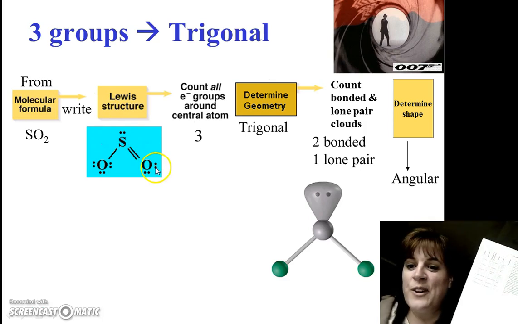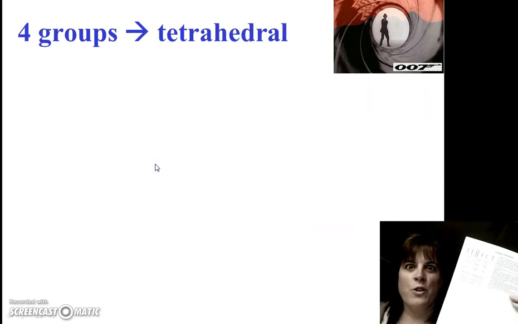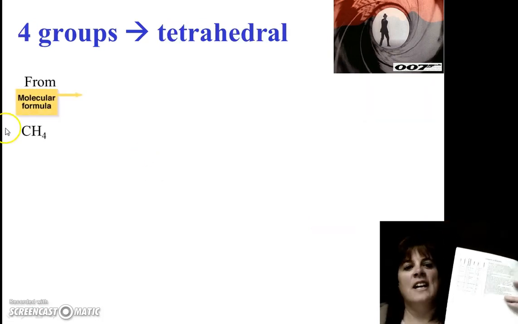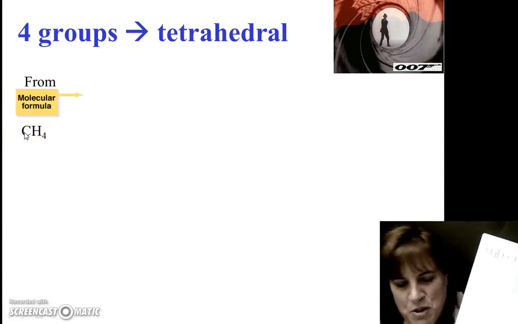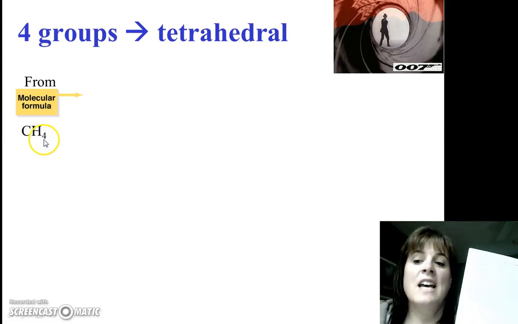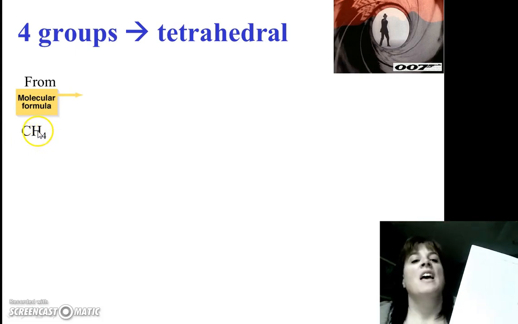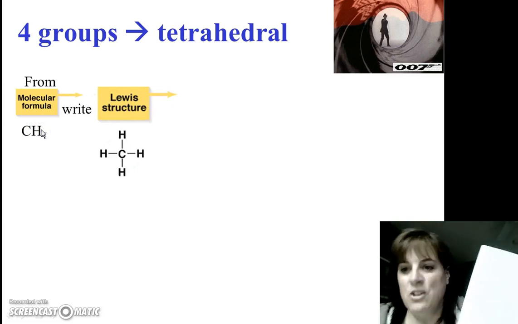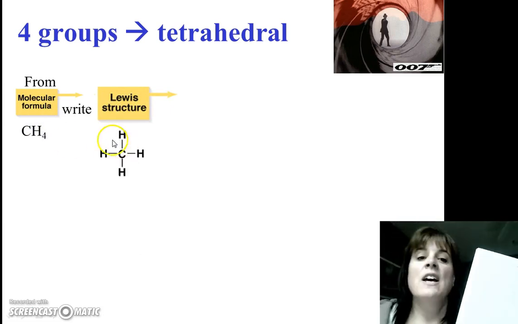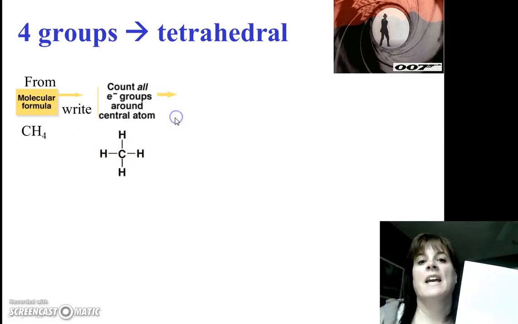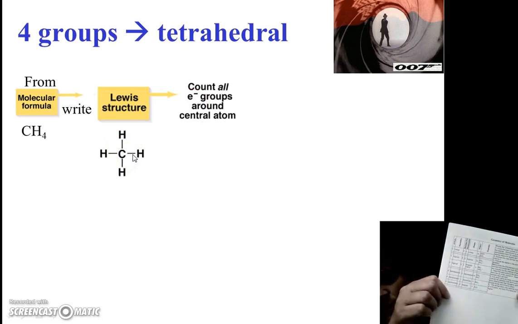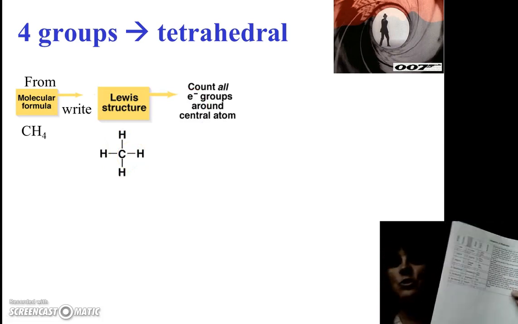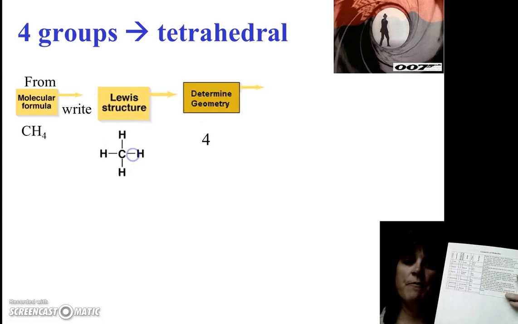All right, let's try another one. Let's do something with 4 groups. So here is, it's actually called methane, if we're talking organic, or carbon tetrahydride. So if I drew the Lewis structure, which again you did in your Check Your Learning practice for the last video, it would look like this. I count all of the groups around the central atom, and I have 1, 2, 3, 4. So according to this table, 4 is tetrahedral for a geometry.